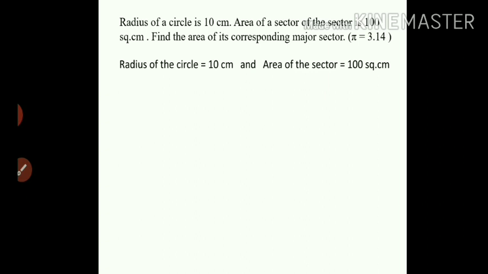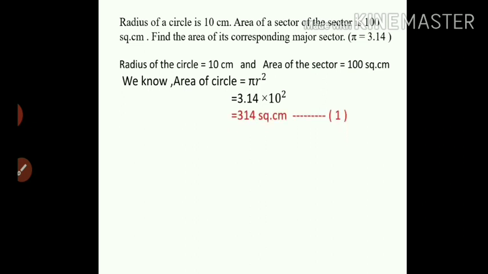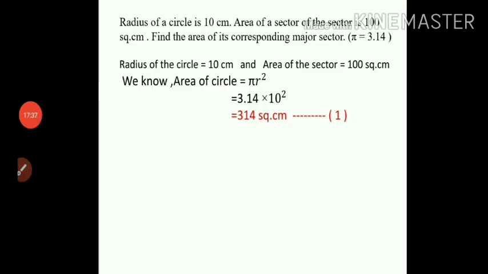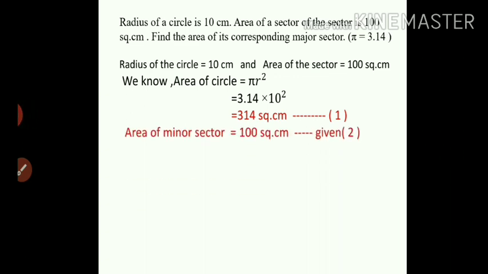Now students, we know full circle when we consider, the formula is area of circle is pi r square. So pi is 3.14 multiplied by r is given 10 square. 10 square is 100. Means 3.14 multiplied by 100 will be 314 square centimeter. That will be statement number 1. So I got my statement number 1. Now see, area of minor sector which is given 100 square centimeter. That will be statement number 2.